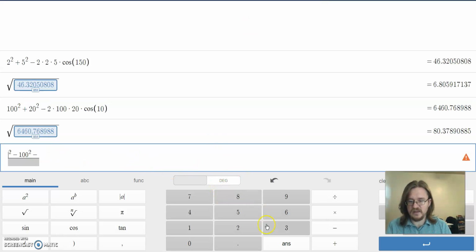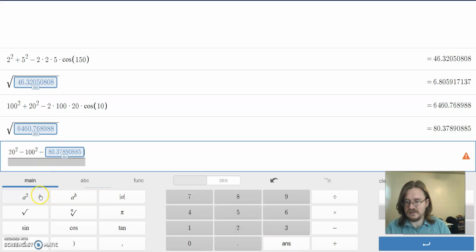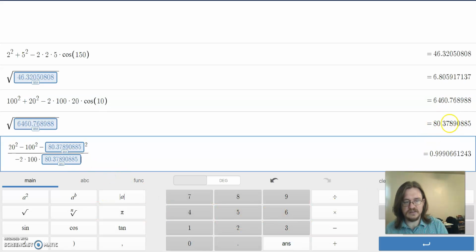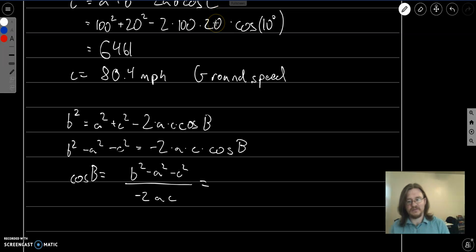So b was 20, and c was the one that we figured out last time. So we have b squared minus a squared minus c squared all over negative 2 times a times c, which was this answer right there. So this is going to be our cosine. So 0.999, very close to being 1.